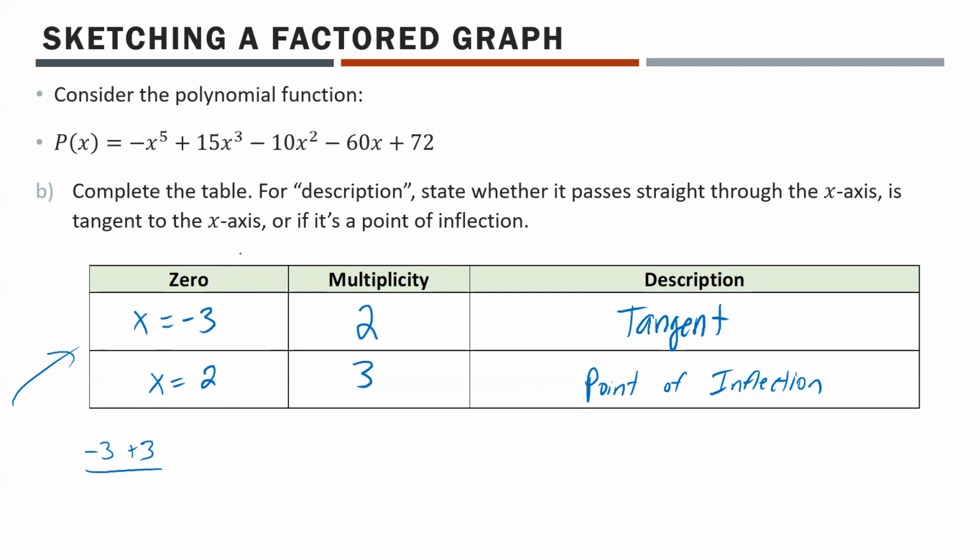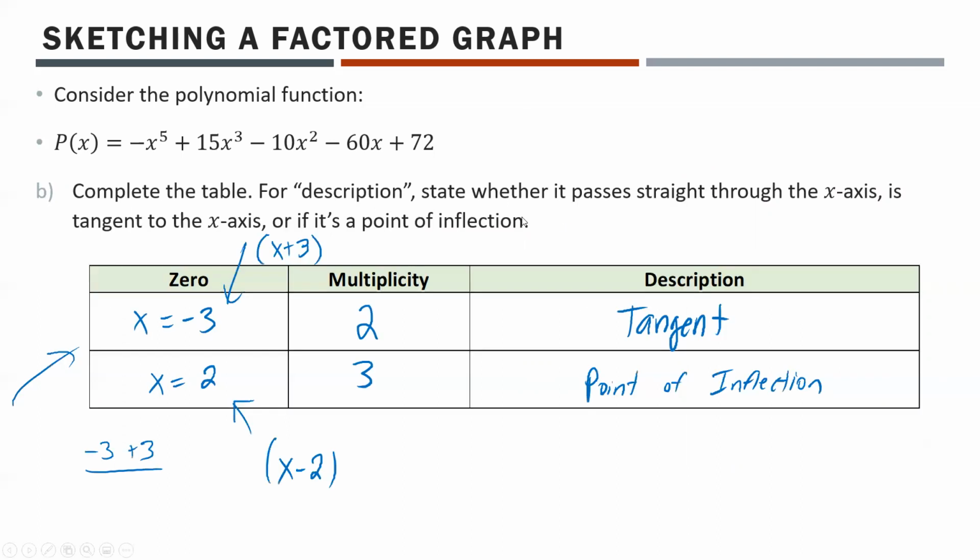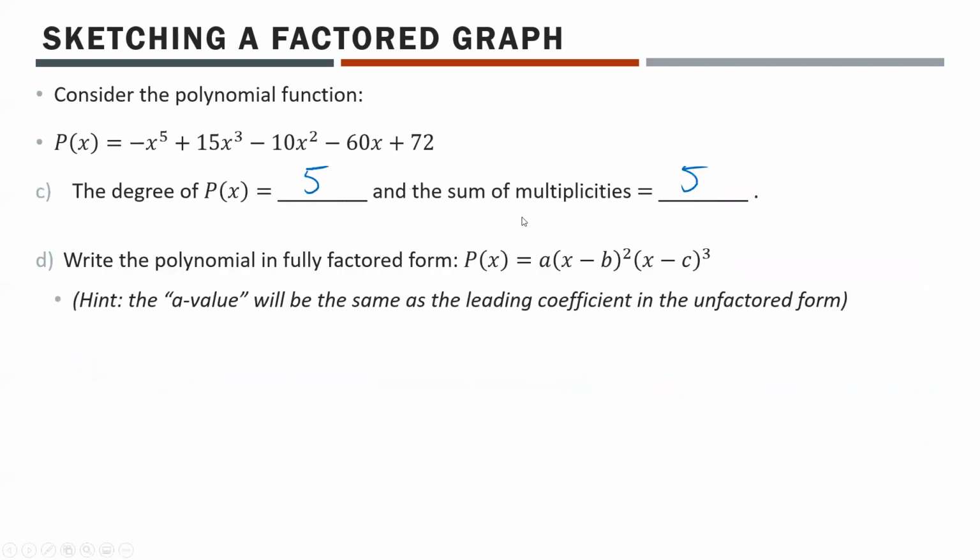So in other words, for this first one, we have x plus 3. And for the second one here, we would have to have x minus 2, because if x was equal to 2, 2 minus 2 is 0, and that, of course, gives us our x-intercept. So long story short, my multiplicity of 2 is going to be x plus 3. So I know I have p of x equals, give myself a little space for that a value here, x plus 3 squared and x minus 2 cubed, because that one was a multiplicity of 2 and this one was a multiplicity of 3.